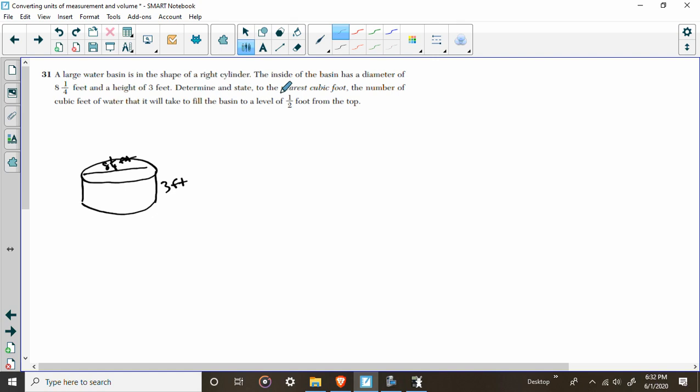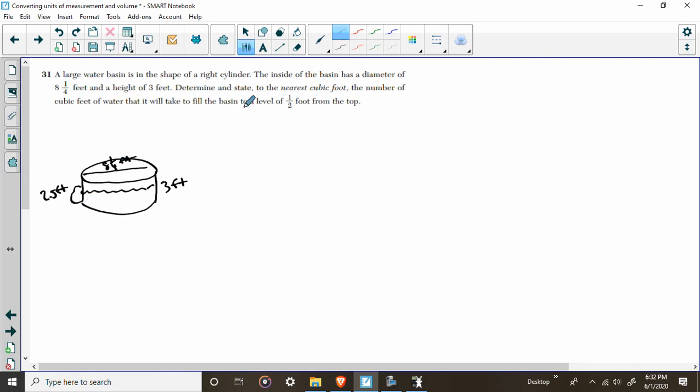Determine, to the nearest cubic foot, the number of cubic feet of water that it will take to fill the basin to a level 1/2 a foot from the top. So they don't want to fill it up all the way. They want to fill it 1/2 a foot from the top. If the top is 3 feet, 1/2 a foot down is 6 inches, so they really only want to fill it up until 2.5 feet. That'd probably be the best way to go about it.